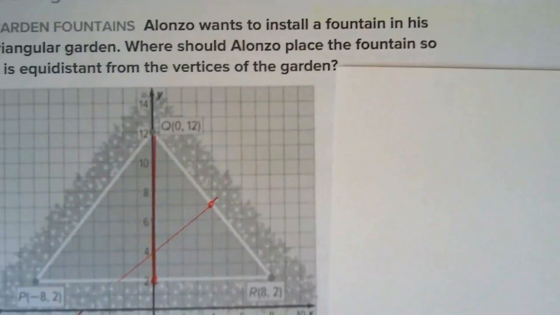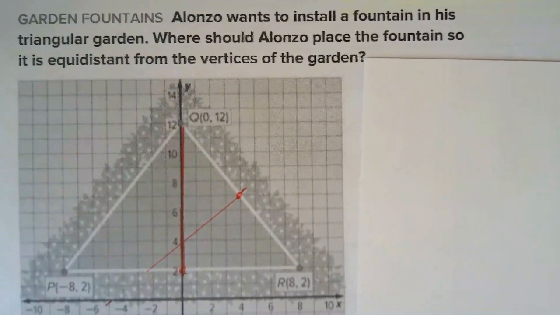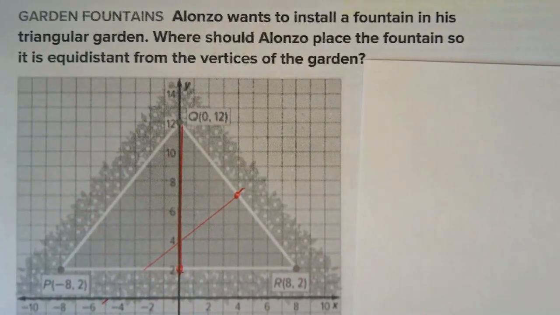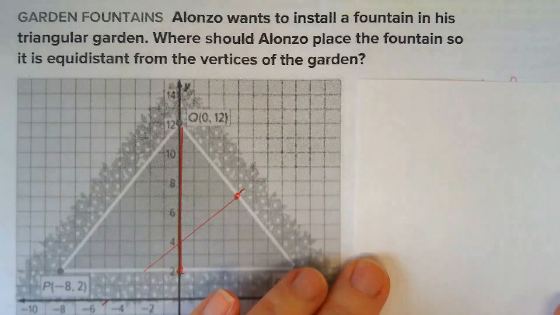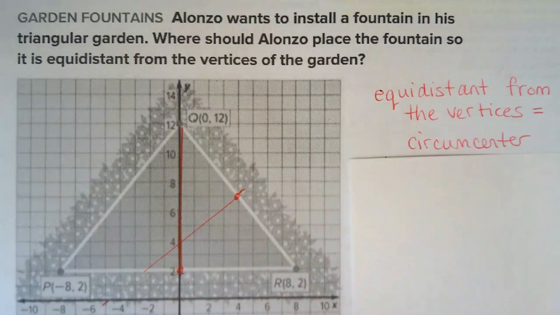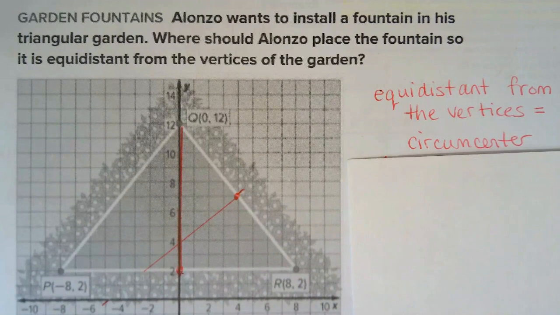Okay, so example number 4. Alonzo wants to install a fountain in his triangular garden. Where should Alonzo place the fountain so it is equidistant from the vertices of the garden? So if it's equidistant from the vertices, that means it wants us to find the circumcenter. The circumcenter is where you have all of those perpendicular bisectors meeting. So we're going to have to find where all of the perpendicular bisectors are.